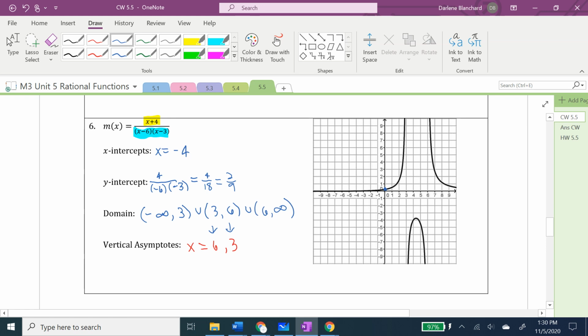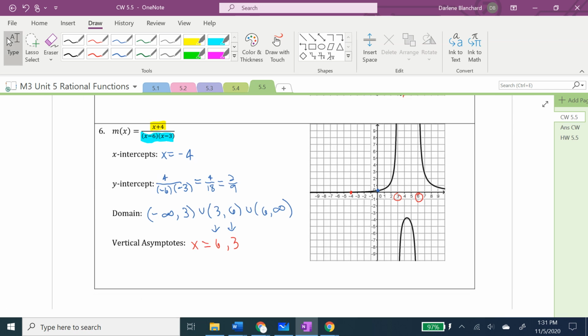And then let's double check what we have over here on the graph. Vertical asymptotes 3 and 6 looks good. X-intercept, the only x-intercept, -4. And it looks like it matches up pretty well.